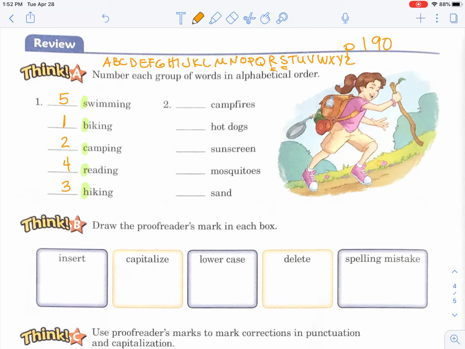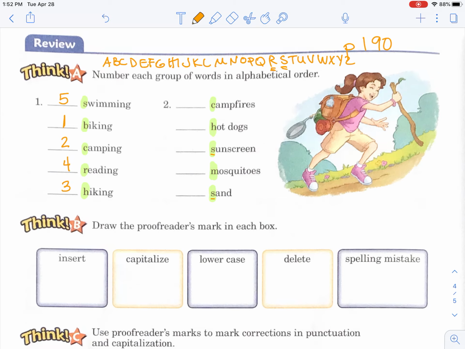Okay, number two. Now, this one's going to be a little bit different because if you notice, watch this, there is a tie on one of these. Now, you wait for the tie until later, only when you get to that letter. So you still start with the first letter first, and then you work on the tiebreakers. Okay, so let's start back at the beginning.